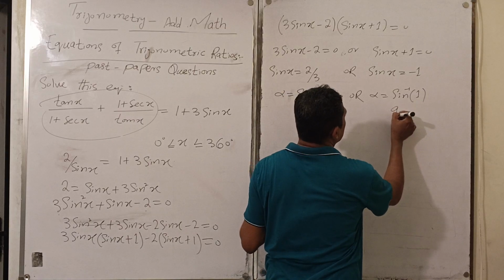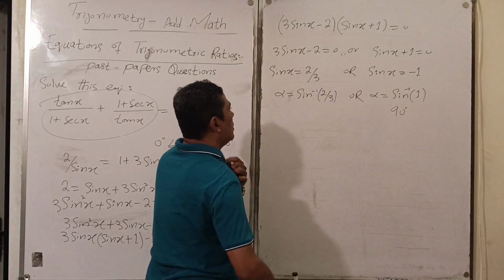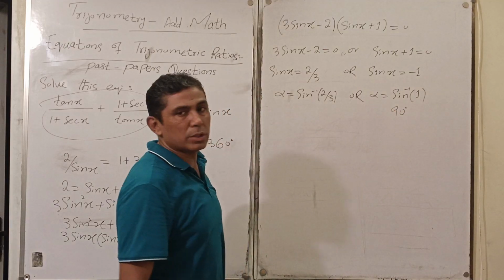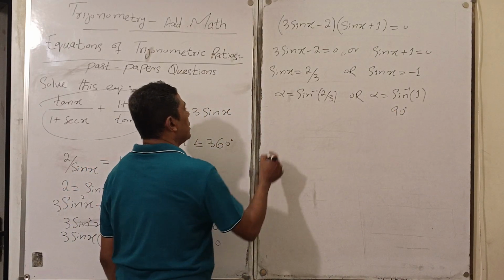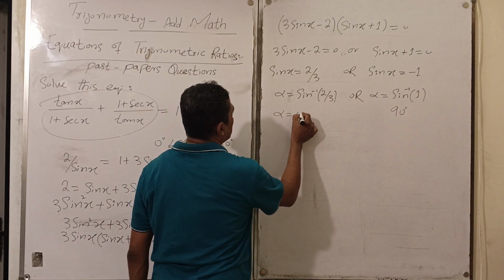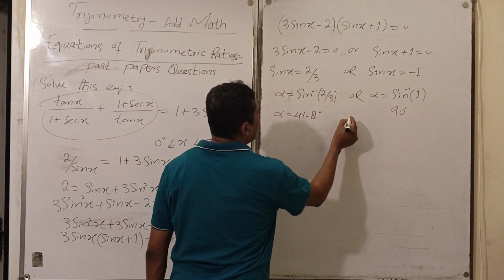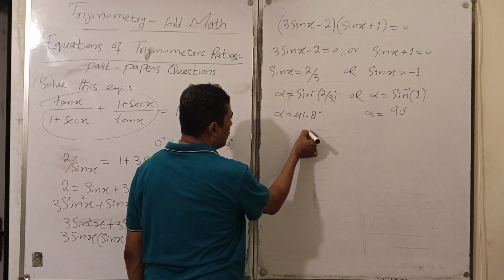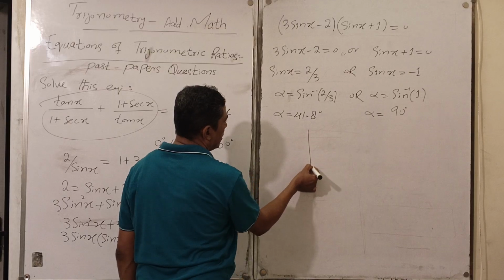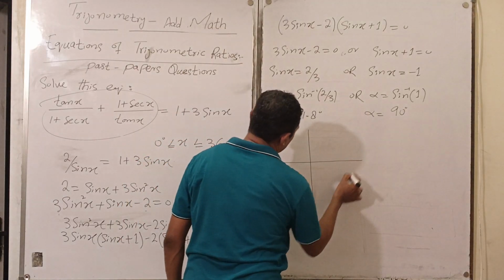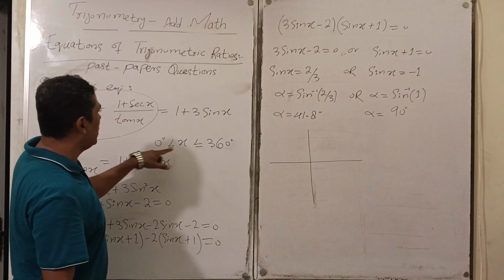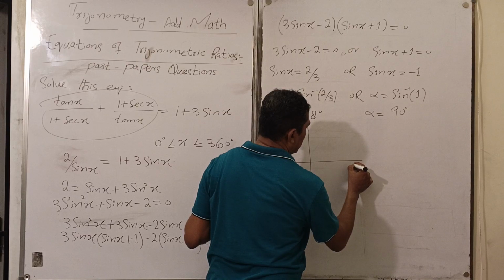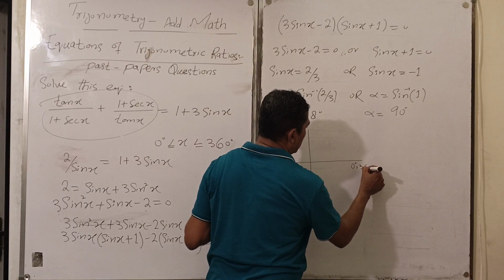So now here is 90 degree alpha. So it is acceptable. Alpha may be 90 degree. Clear? What about this one? 2 over 3, 41.8. So alpha equal to 41.8 degree and alpha equal to 90 degree. Now we have to plot a graph to find out the theta. Okay, theta range is given 0 to 360 degree.